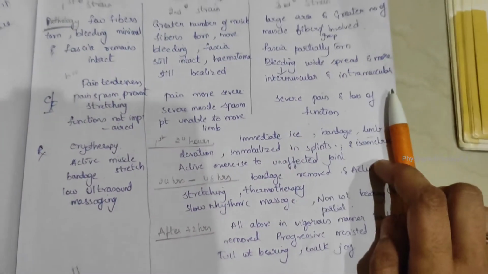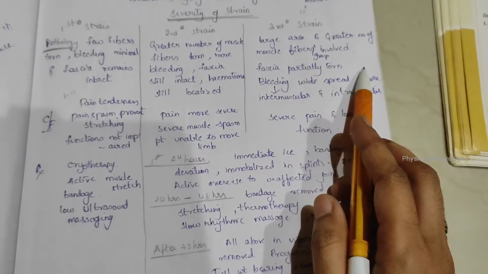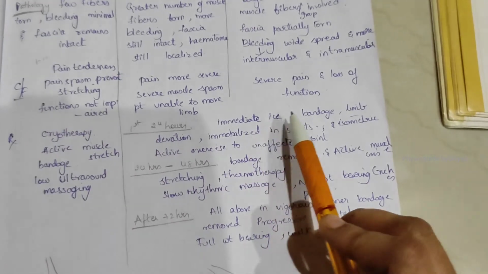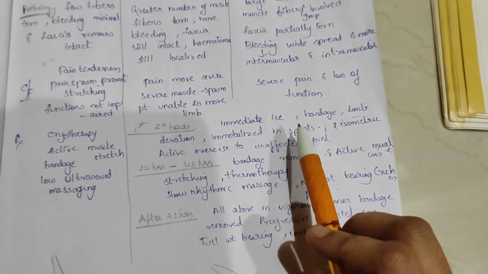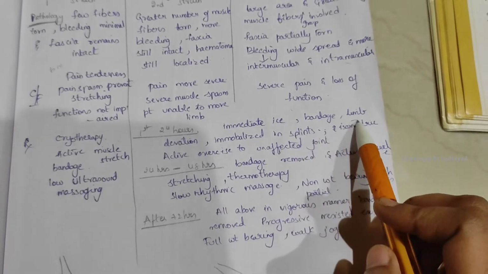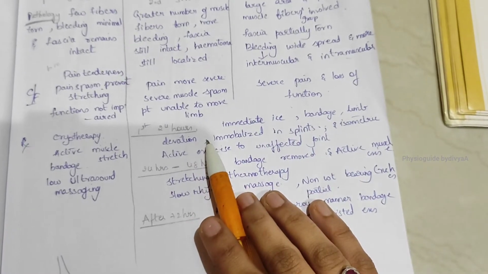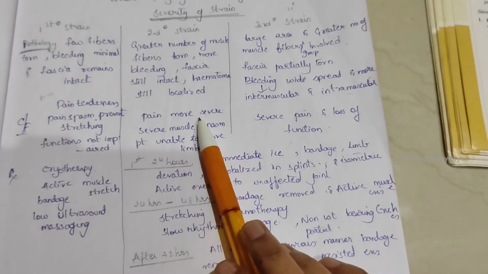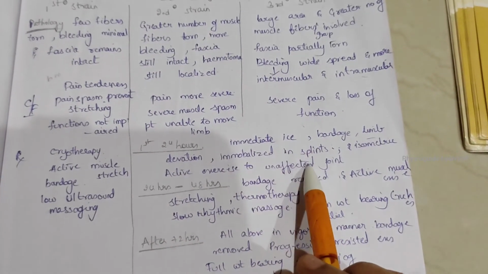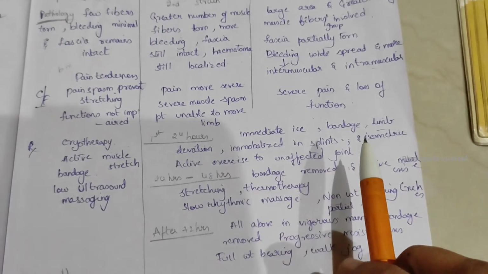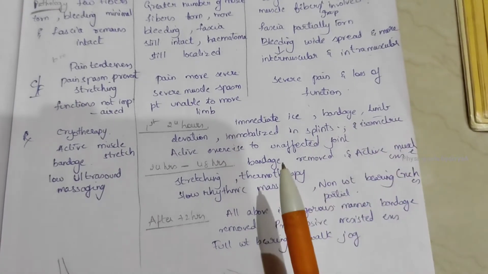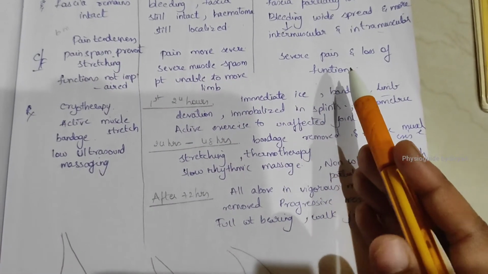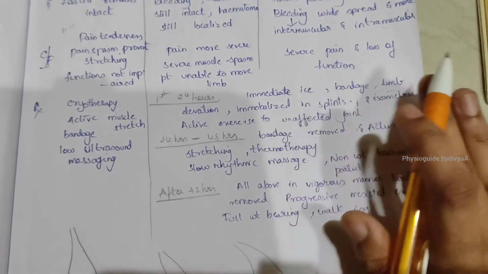Now treatment. For secondary and third degree strains, the treatment is the same. In the first 24 hours we need to give immediate icing and compression bandaging. Next, limb elevation, and if there is more damage, the limb is immobilized in a splint to remain in a fixed position. Give isometric exercises to the immobilized muscles, and active exercise to the unaffected limb joints.